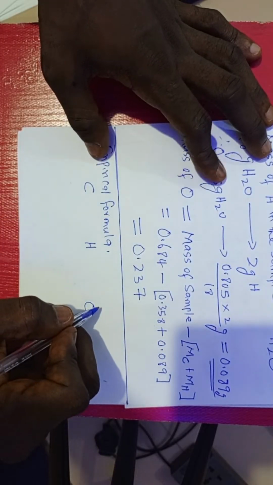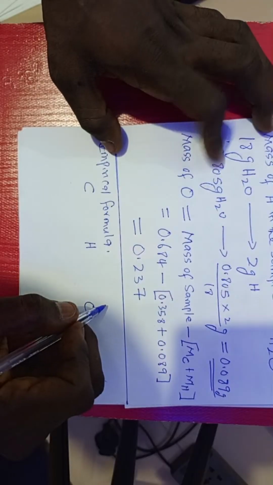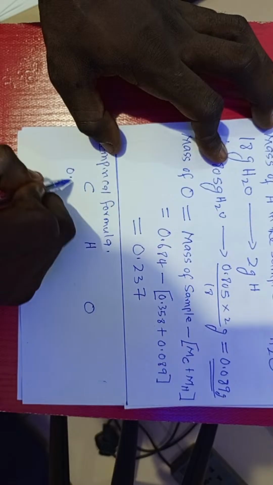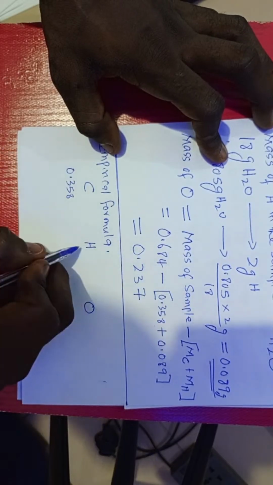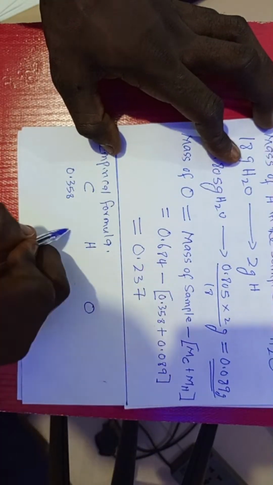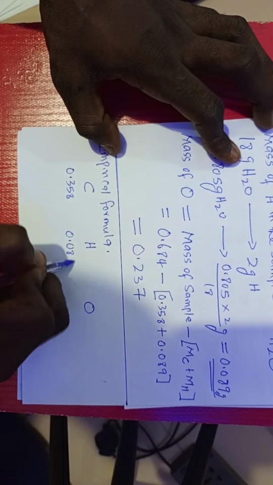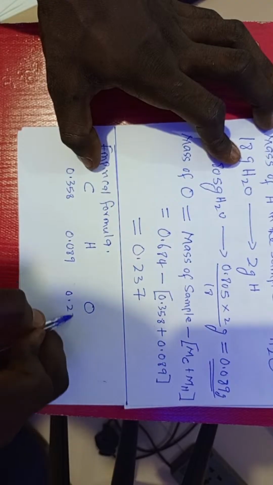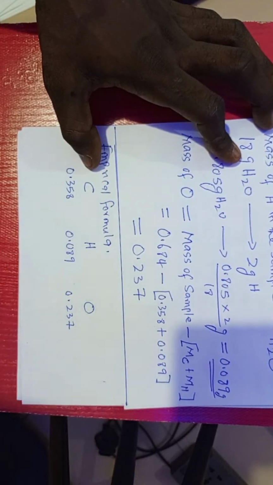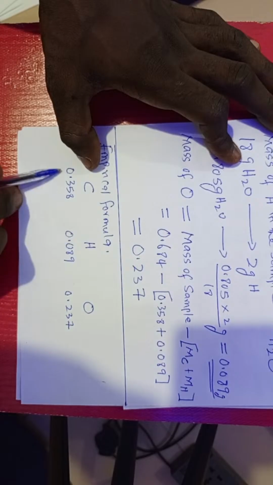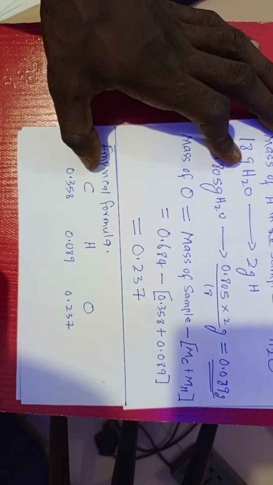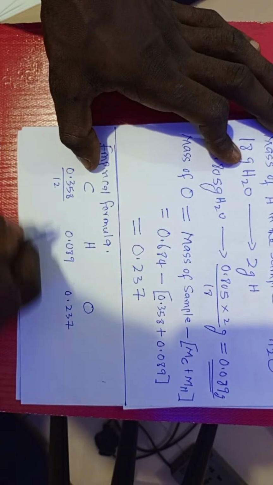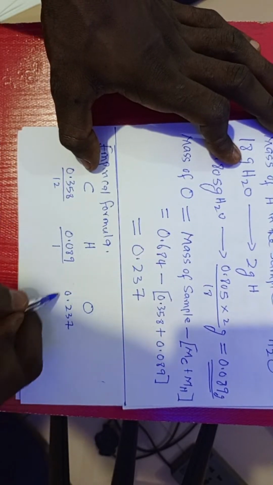So what was the mass of carbon we calculated? The mass of carbon we got here was 0.358. What was the mass of hydrogen we got? 0.089. What was the mass of oxygen we got? 0.237. Next, we're going to divide each of these masses by their atomic masses. The atomic mass of carbon is 12, hydrogen is 1, and oxygen is 16.